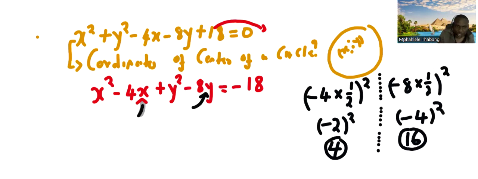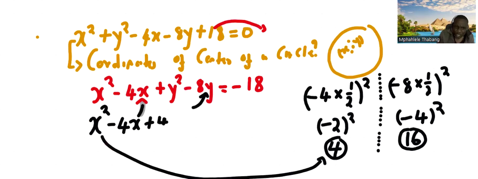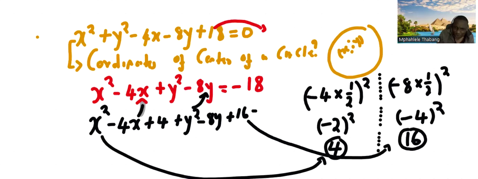How so? You come here, you say x squared minus 4x, you add this 4, which you got here, then you write plus y squared minus 8y, you add the 16, which you got here. You say equals, you write this negative 18, but now recall the new values that you have put on the left. On the left, you have added 4 and you have also added 16. So mathematically, we say what you do on the right, do on the left. You must also add 4 and also add 16 on the right.